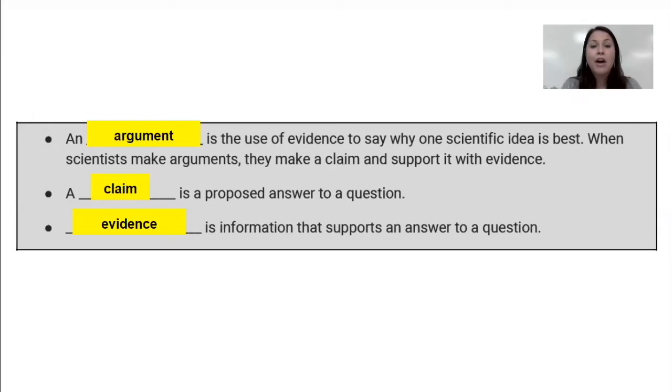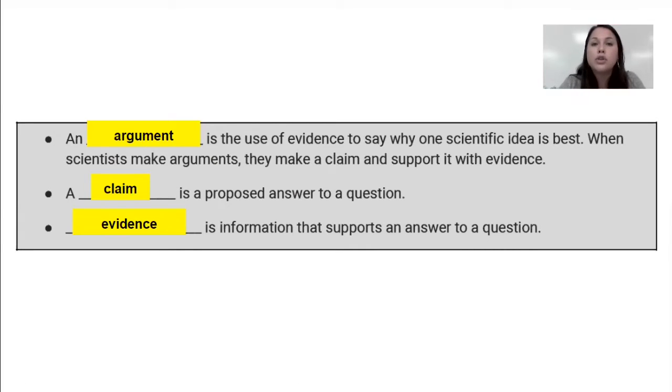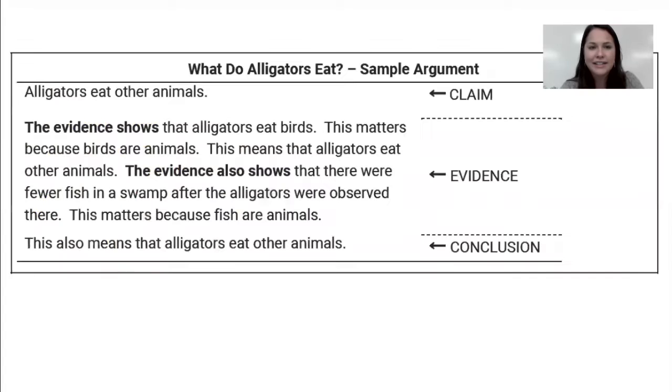When scientists make arguments, they make a claim and support it with evidence. A claim is an answer to a question, and evidence is information that supports an answer to the question. So today, as we go through this lesson, we're going to watch a video and a model, and you're going to use those things as evidence when you answer your exit ticket at the end of the lesson.